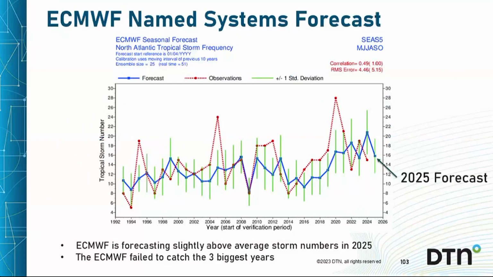Here's the ECMWF named system forecast through October, which shows 16 storms overall, which is about average, and a few less than its forecast last year. I'll note that ECMWF failed to capture the 3 most active years, but 2025 is at least not looking to be that highly active anyway. The red line is what happened plotted against the past ECMWF forecast, so you can see those 3 other big misses there.